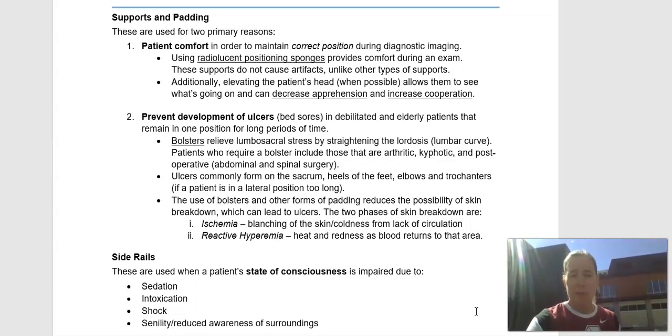When we're looking at bolsters themselves, the use of them does help when it comes to reducing these ulcers. Okay, and the different phases of the skin breakdown. We have two different phases of the skin breakdown. One is ischemia, the other one's reactive hyperemia. So please become familiar with those two phases of skin breakdown, and how that can be prevented. And that's with the use of supports and padding.